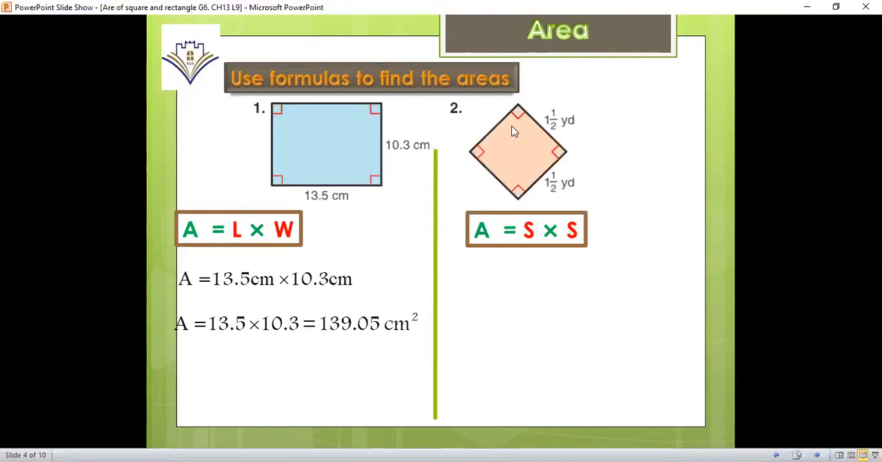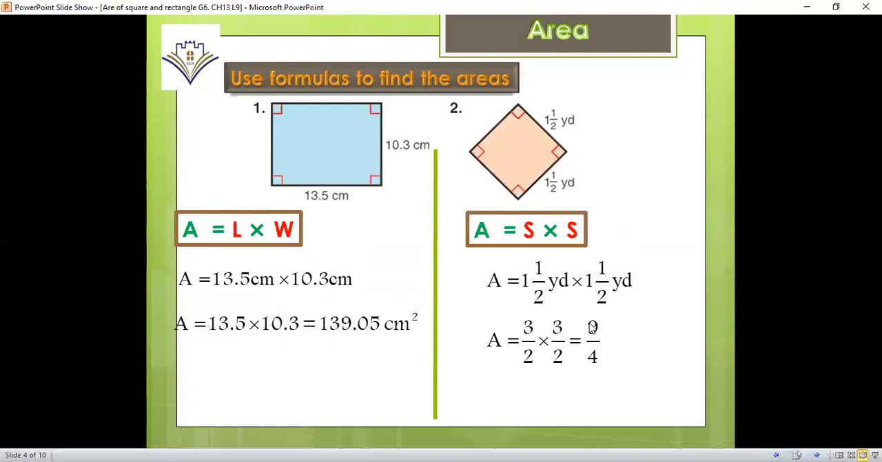The second, it's a square because the lengths are the same and we have 4 right angles. Then the area of a square equals side multiply side. Then A is referred to as area, equal to 1.5 yard multiply 1.5 yard. We need to put it in fraction form. 1 multiply 2 equals 2, 2 plus 1 equals 3. Then 3 out of 2 multiply 3 out of 2, multiply numerator and denominator.